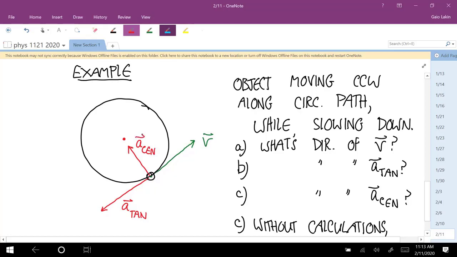And notice those still have to be perpendicular to each other. The center, going toward the center, is always perpendicular to the tangent. And then last, what do we know about the direction of the total acceleration vector? Well, we're going to be able to calculate the magnitudes of those. That's something special that we're going to have about circular motion. But before we do those calculations, we can say that the total acceleration is somewhere in between those two directions.